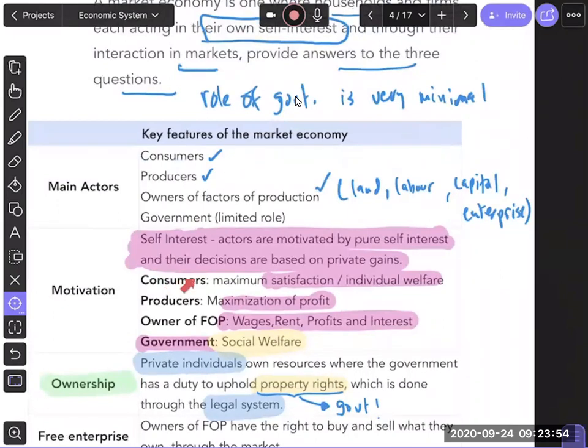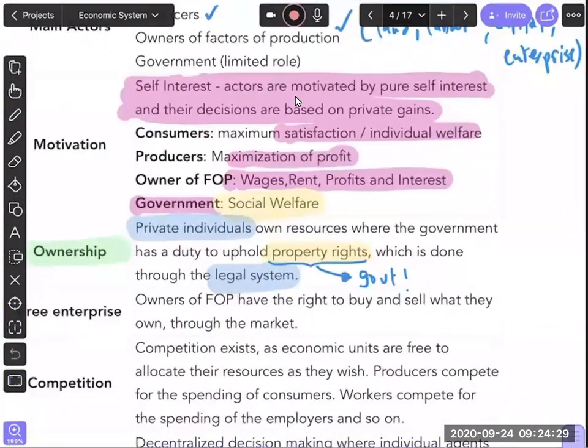For your consumer, you want to maximize your welfare, your utility, your satisfaction. You want to get the maximum out of the dollar that you invest. From a producer perspective, you are maximizing your profits. You want to make the product that gives you the maximum possible profits. For the owners of factors of production, you're trying to maximize your income. For example, if you are a landowner, you want to maximize rent. If you're a labor owner, you want to maximize wages, and so on and so forth. And the government is also playing a small role here, but they're trying to make sure that social welfare is maximized.